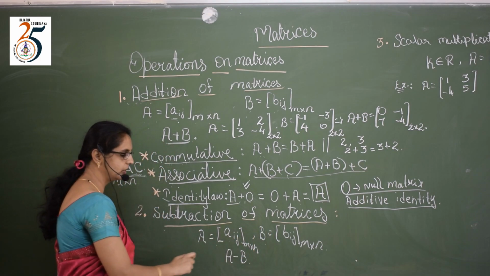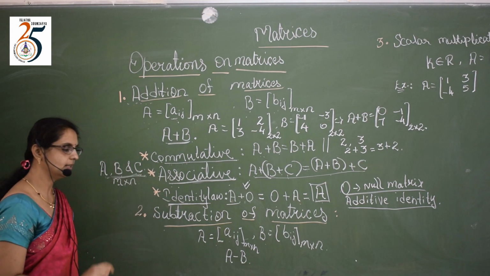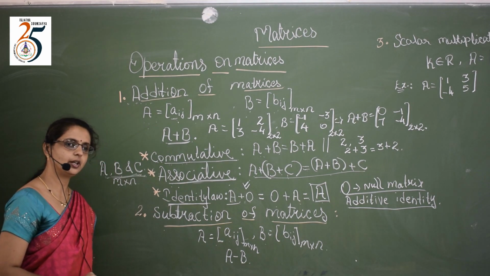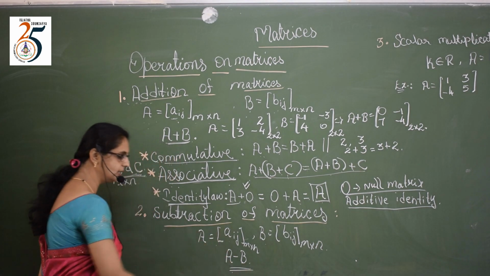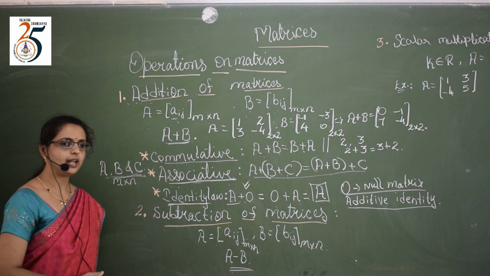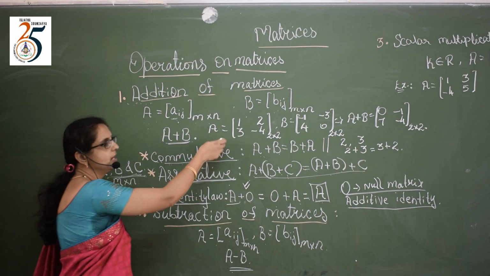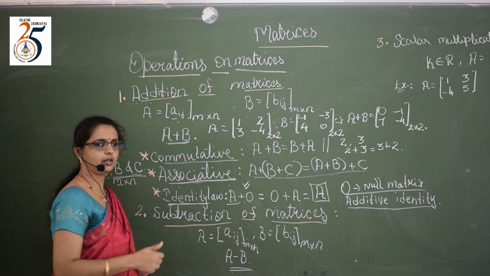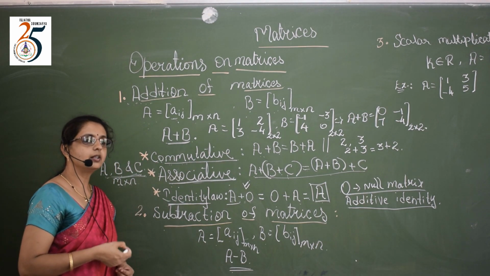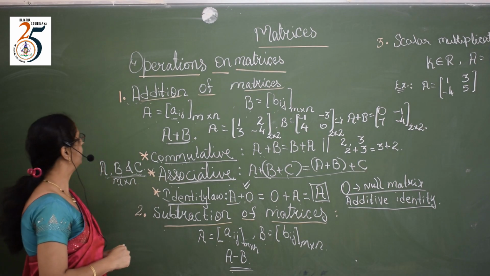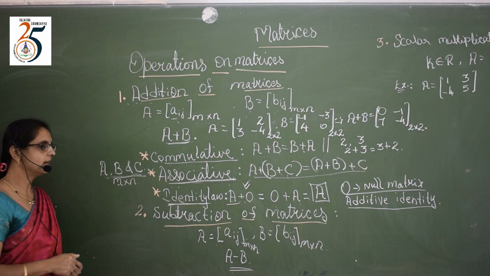So I have considered M cross N to be the order of both the given matrices. Then how is the subtraction of two matrices usually written? It is denoted like this. Yes, it is denoted by A minus B. And how to subtract? Same basis. In place of A plus B, we write it as A minus B, and subtract the corresponding elements.